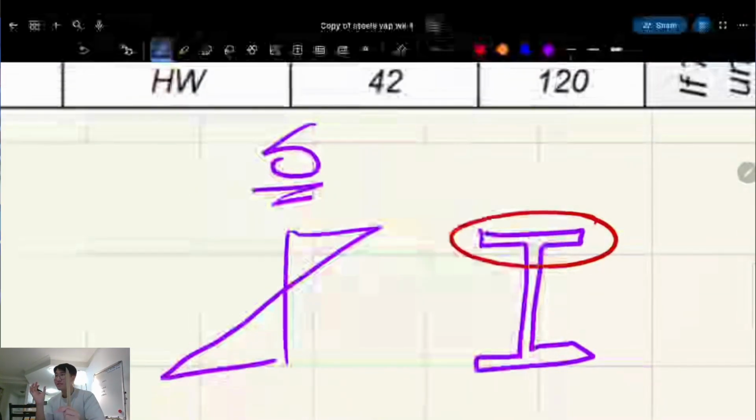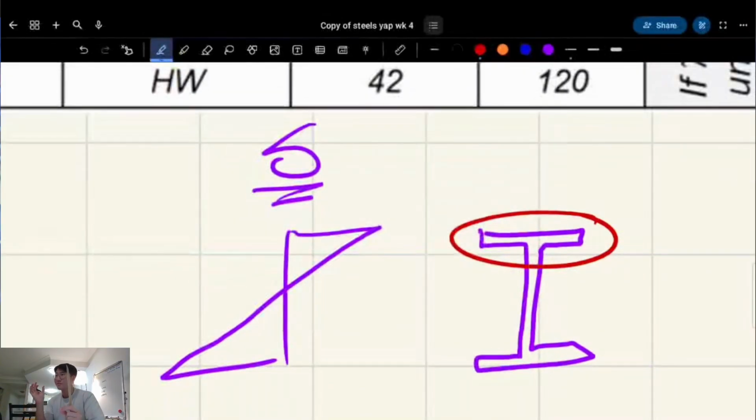Is the stress uniform? Is compression uniform? No. But it's telling us to consider it as such. It's like this trapezoid that's nearly uniform, but it just says make it a rectangle.